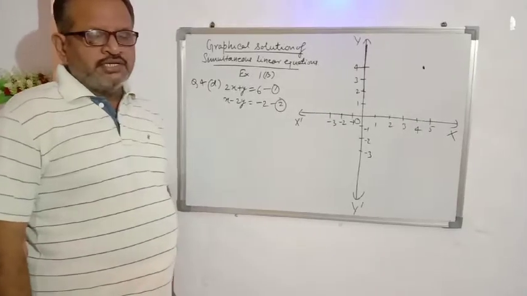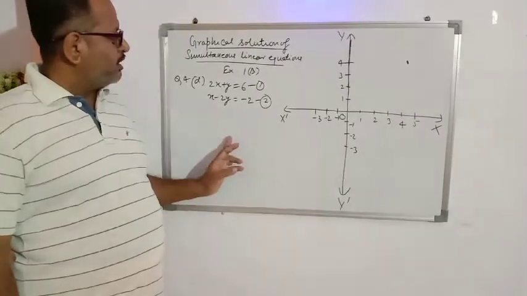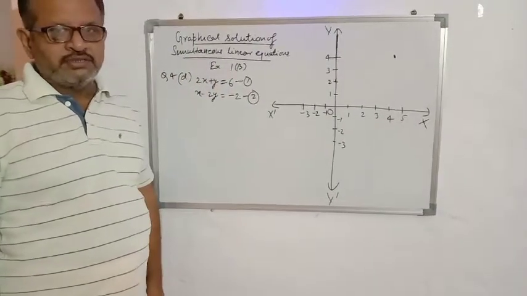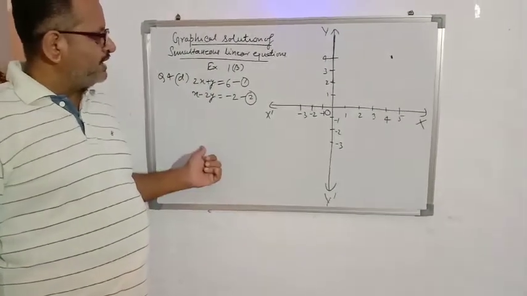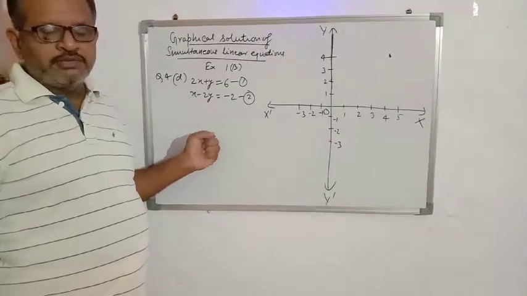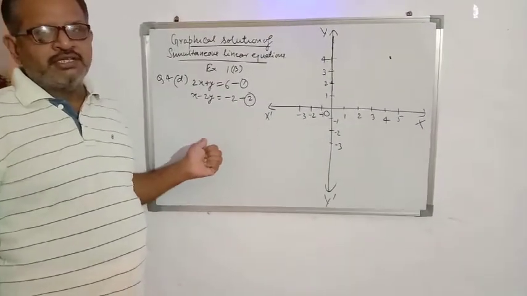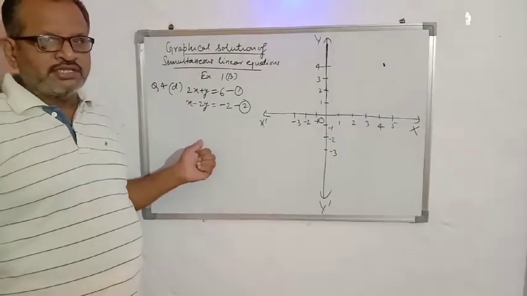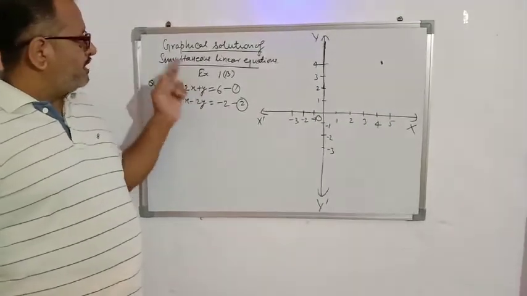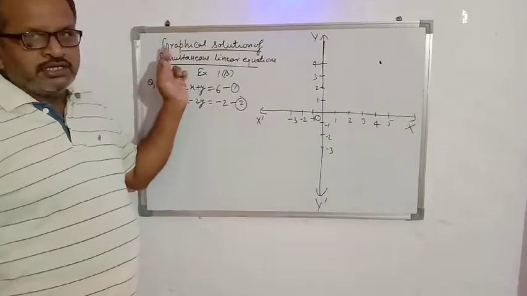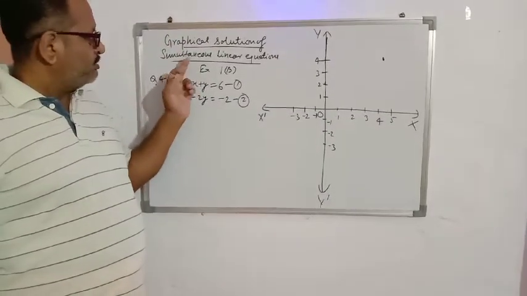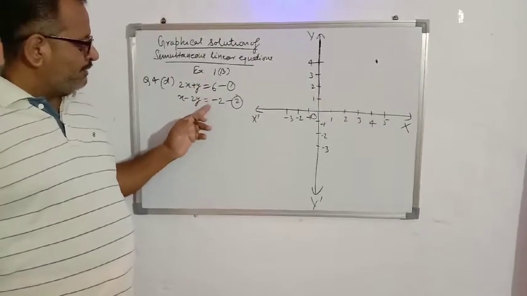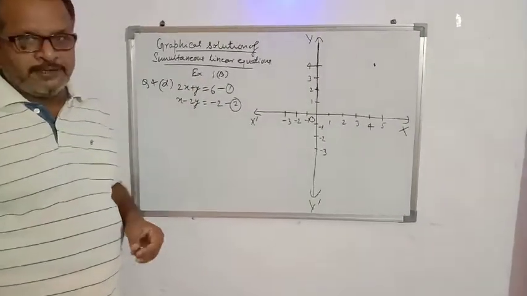Good morning students, in this video we will discuss the graphical solution of simultaneous linear equations. Simultaneous linear equations are solved by the substitution method, elimination method, and cross multiplication method. These three methods we have discussed already. Here we have to discuss the graphical method. How can we solve simultaneous linear equations graphically?